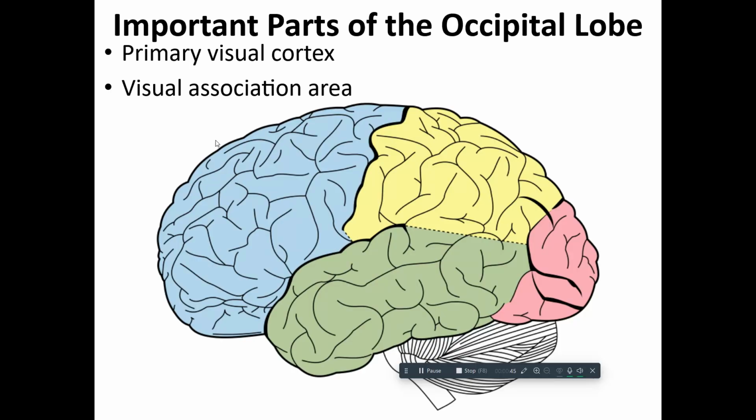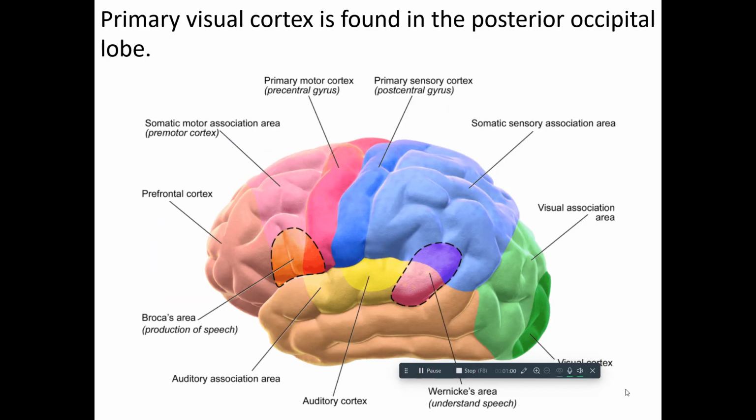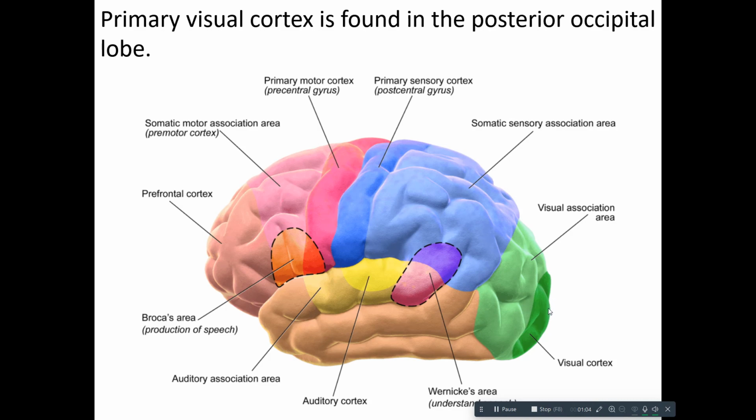So, in my occipital lobe, two major things I'm worrying about are my primary visual cortex as well as my visual association area. And we've seen this situation before with a primary and an association area. Now, the primary visual cortex is all the way in the posterior most part of the occipital lobe. It is all the way back there.